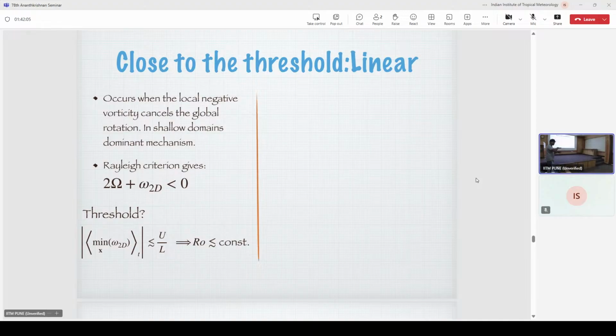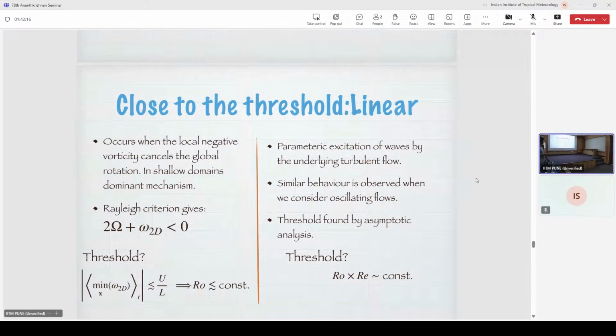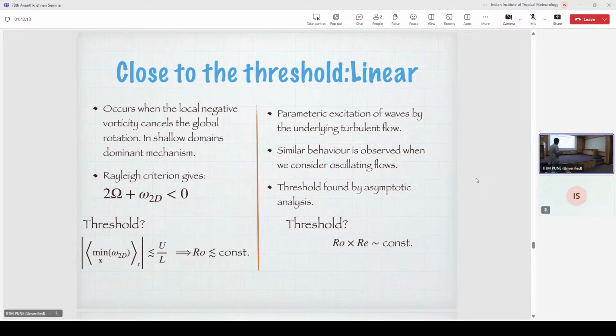If these two rates match with each other, so this is the Rayleigh criterion, then the particles no longer feel the effect of any particular rotation and they become unstable. So this is kind of a hand-wavy argument to talk about the Rayleigh criterion for centrifugal instability. You can do some bounds again and show that this predicts a threshold which is constant.